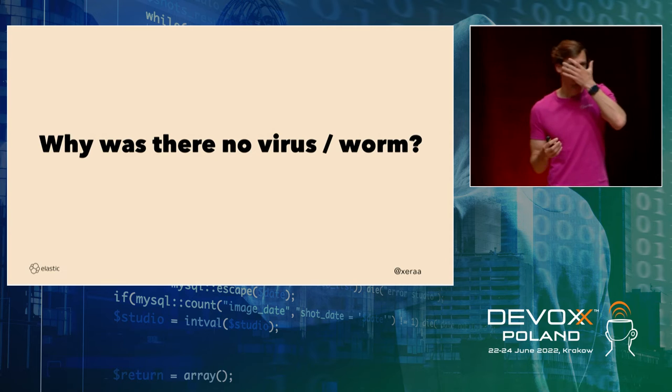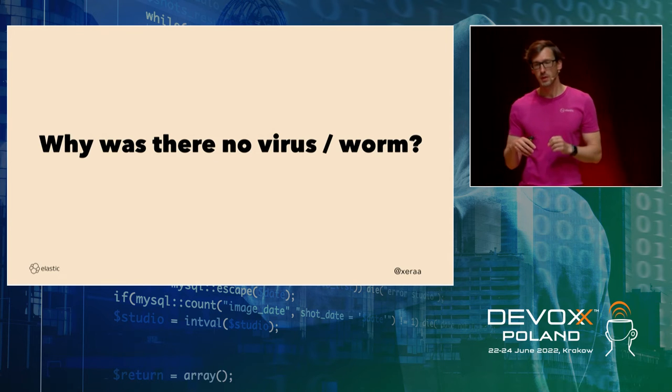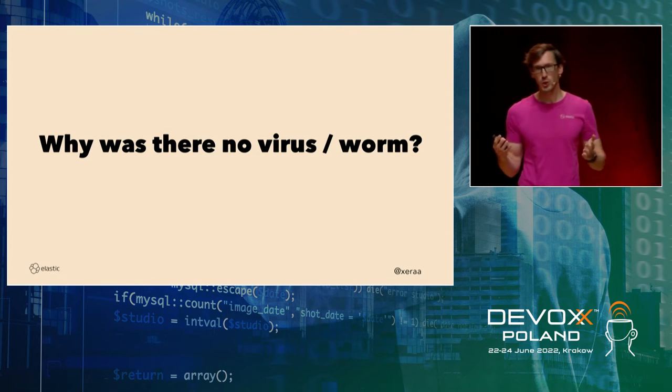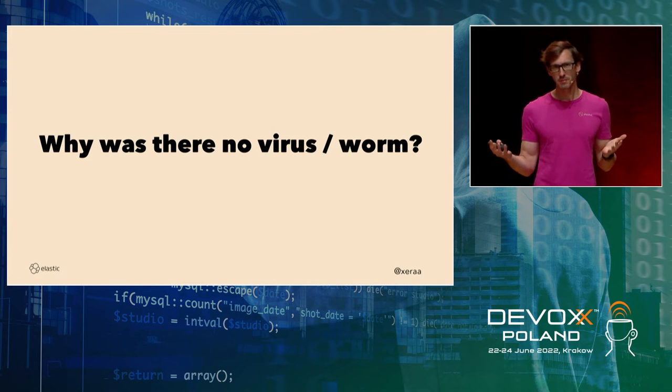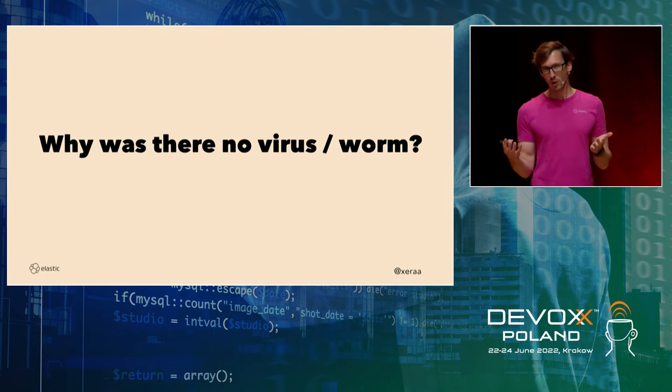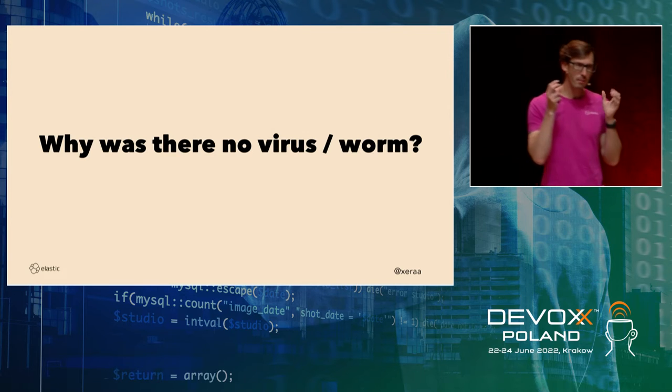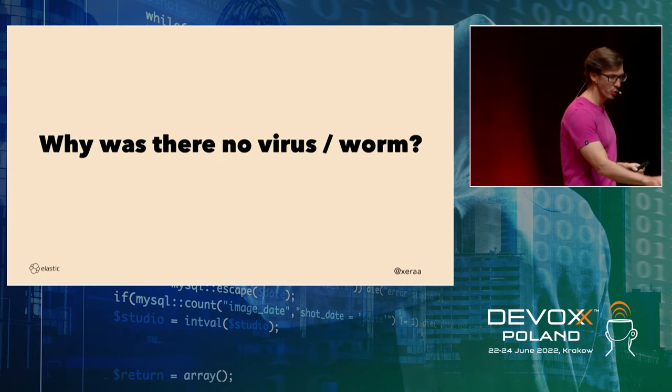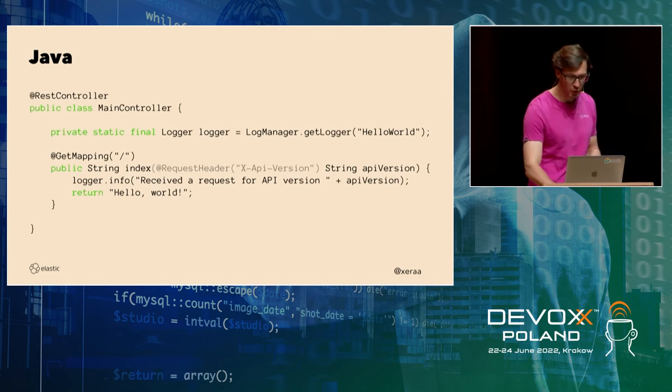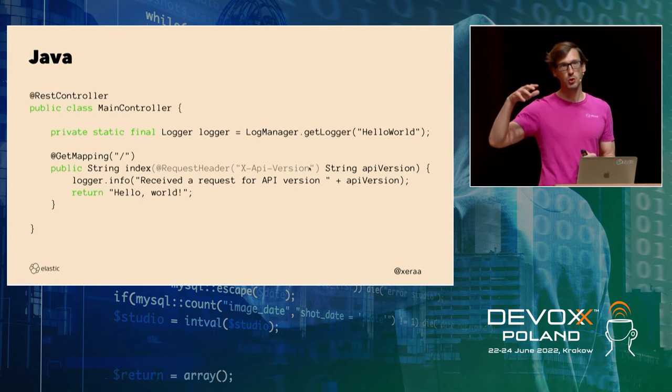Initially, when Log4Shell came out, there was a lot of discussion like, will there be a virus or worm around Log4Shell? Was there a virus or worm? No. Why not? Because it's very application specific, because it really depends on what you're logging. So in my application, I'm logging X-Api-Version, but in another application, it could be a totally different header.